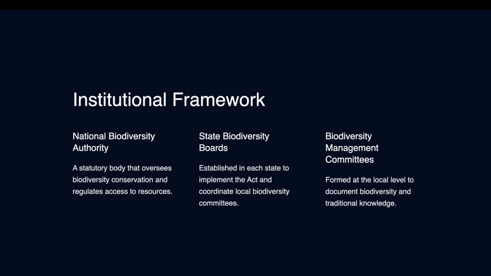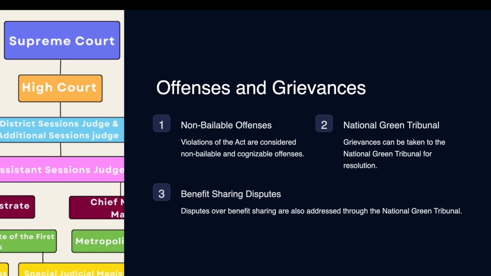Now, what is the institutional framework in the Biodiversity Act? The first thing it talks about is a National Biodiversity Authority, because it describes a three-tier structure. At the central level, there should be a National Biodiversity Authority, which will be a statutory body that oversees biodiversity conservation and regulates access to resources. And second, at the state level, there would be State Biodiversity Boards, and at the local level there will be Biodiversity Management Committees.